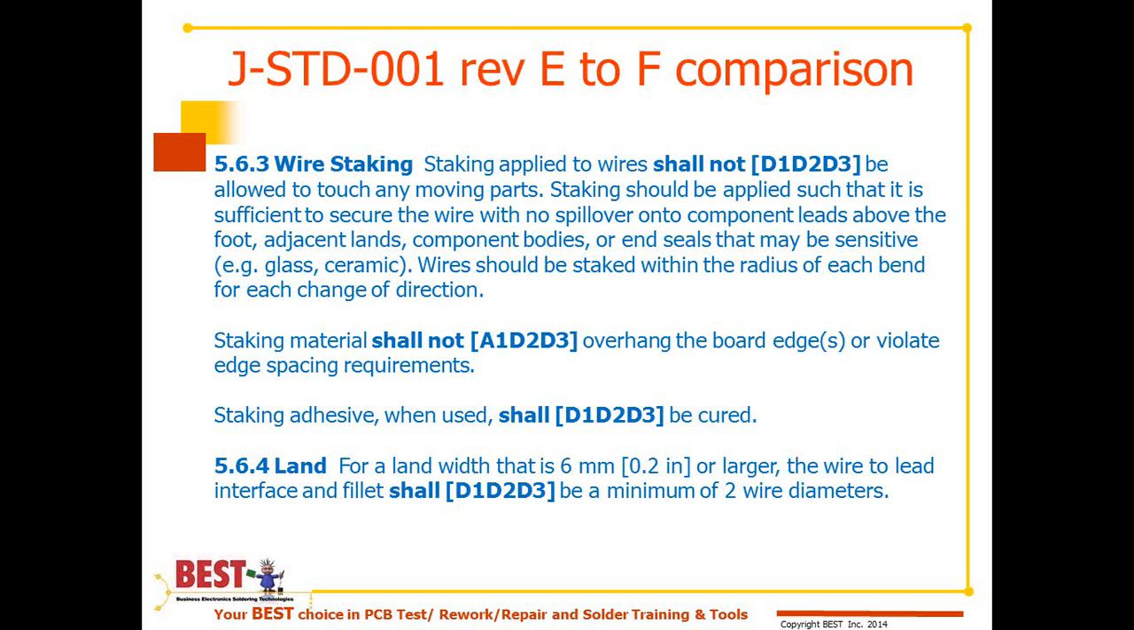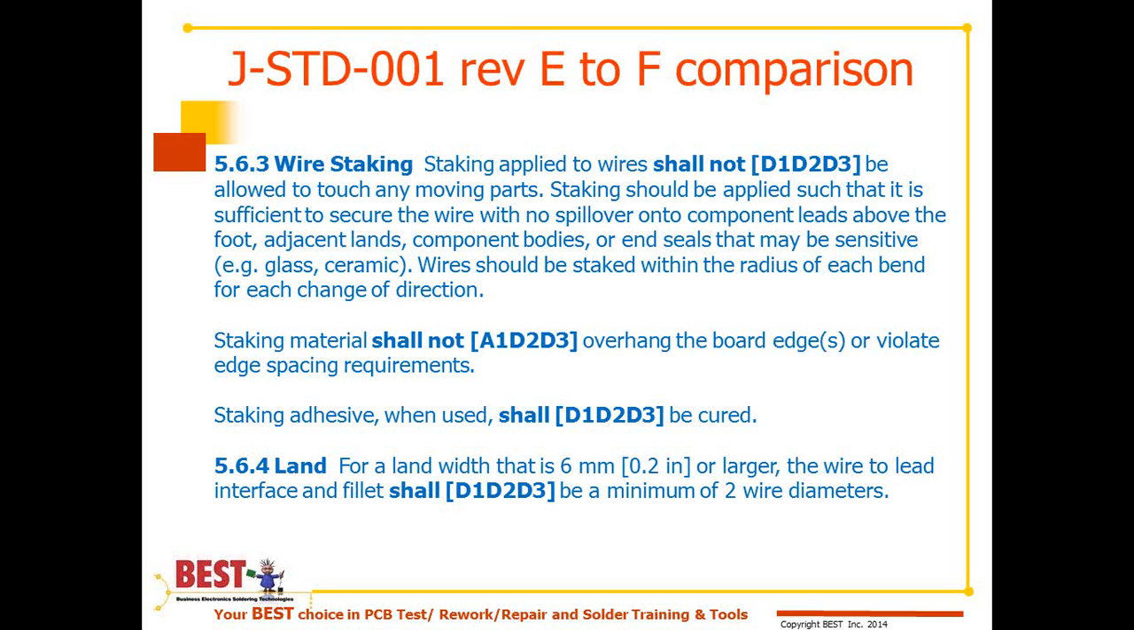In 5.6.3, it goes into the staking of the wire, and it talks about how it can be staked. Staking shall be applied to the wires, and it shall not be allowed to touch any moving parts. The staking should be applied such that it is sufficient to secure the wire with no spillover onto the component leads above the foot or adjacent lands or component bodies or in seals that may be sensitive. The wires also should be staked within the radius of each of the bends.